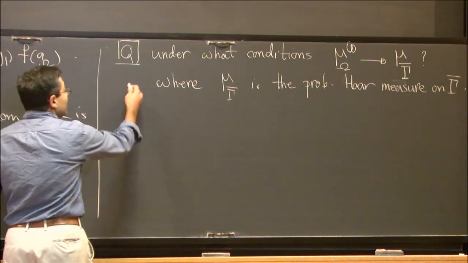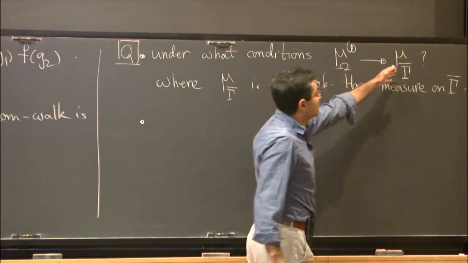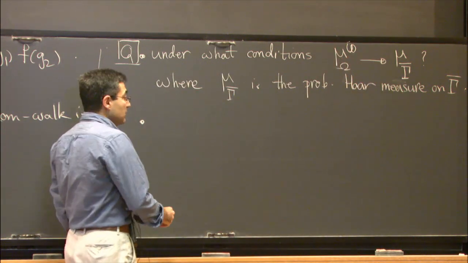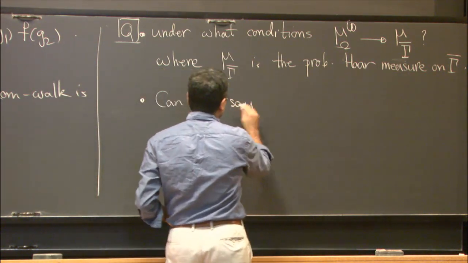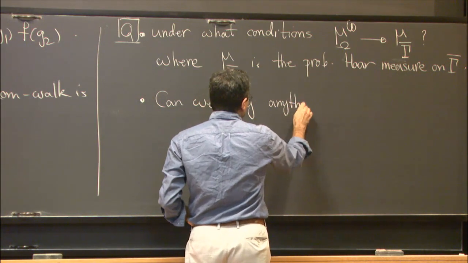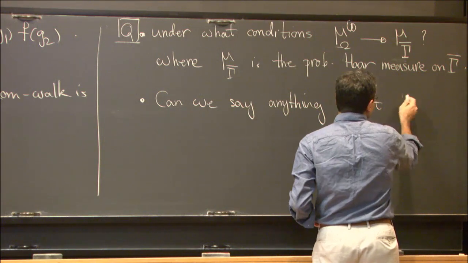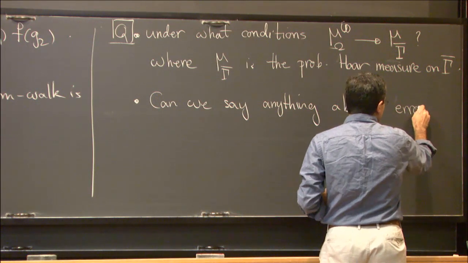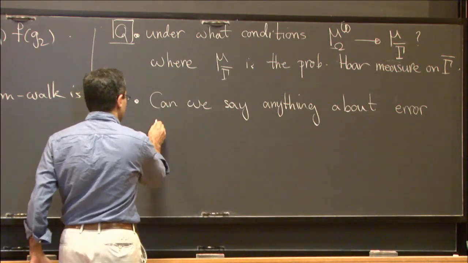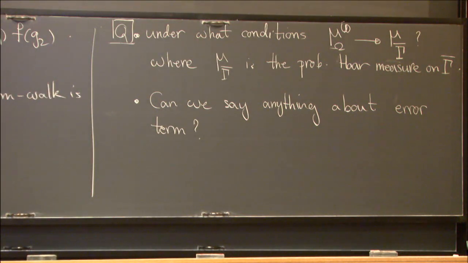The other question is, if such a thing happens, do we have a control on the error rate? Can we say anything about the error rate? Now you have to put different norms, but I just write it in a loose term. Okay, so these are the general questions, so general that probably you cannot answer.